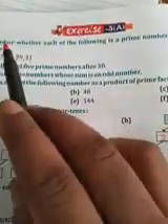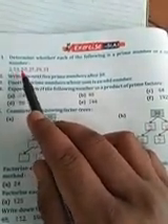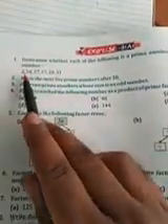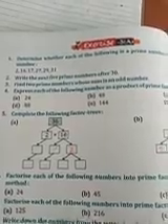Now come to the exercise 3a. Question number 1. Determine whether each of the following is a prime number or a composite number. Numbers are 2, 16, 17, 27, 29 and 31. We have already learned that a prime number has only two factors, 1 and the number itself, and a composite number has more than two factors.